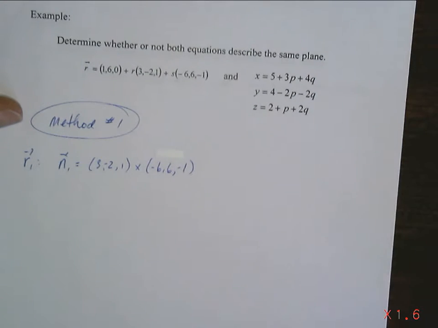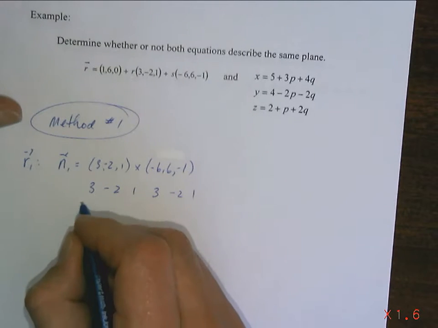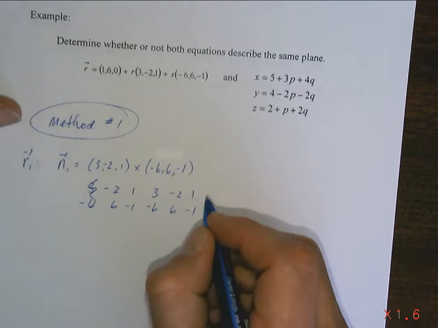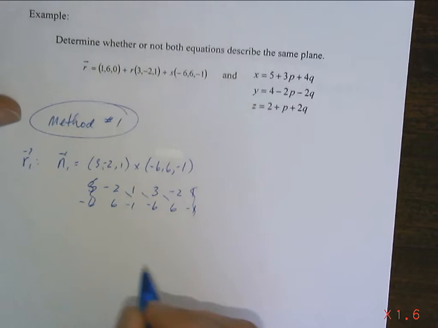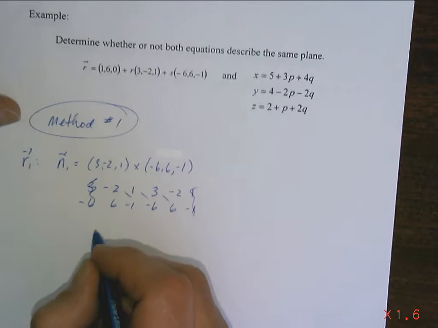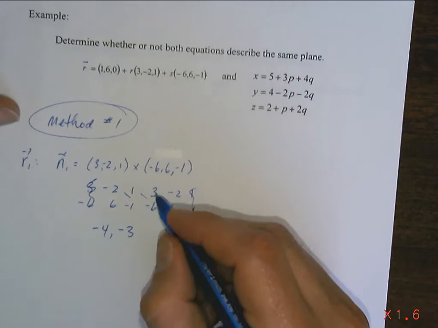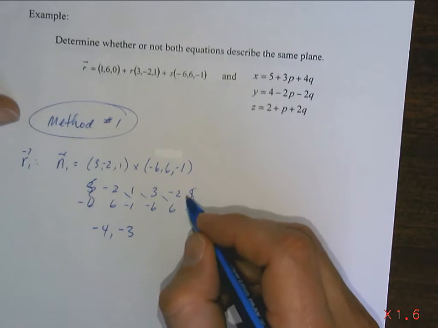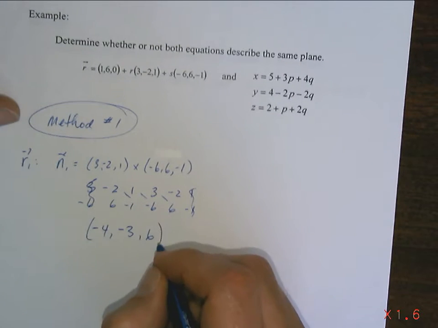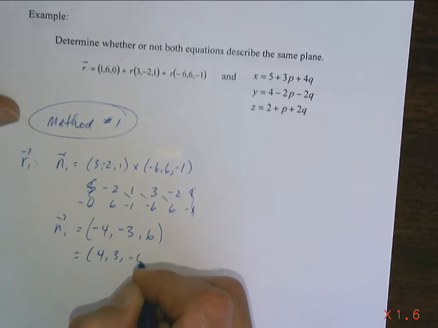All right, let's do the cross. It's going to be 3, -2, 1, 3, -2, 1, -6, 6, -1, -6, 6, -1. Goodbye first column, goodbye second column. Down products, subtract up products. So it's 2 subtract 6, which is -4. It's -6 plus 3, so it's -3. It's 18 - 12, which is 6. And that's got too many negatives for my liking, so I'm going to change it to (4, 3, -6).